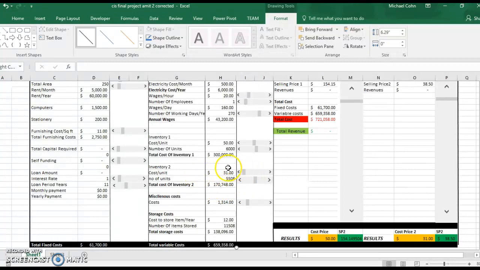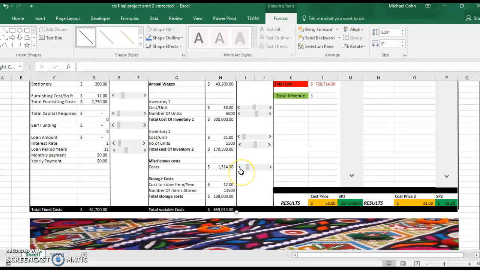Now we come to inventory 2. Let's assume that the cost per unit is roughly $31 a unit. And the number of units she's going to buy is roughly 5,500 units. So then the total cost of inventory 2 is $170,000. I've also added an additional miscellaneous cost of roughly $1,300. This can be adjusted as per the user's requirement.